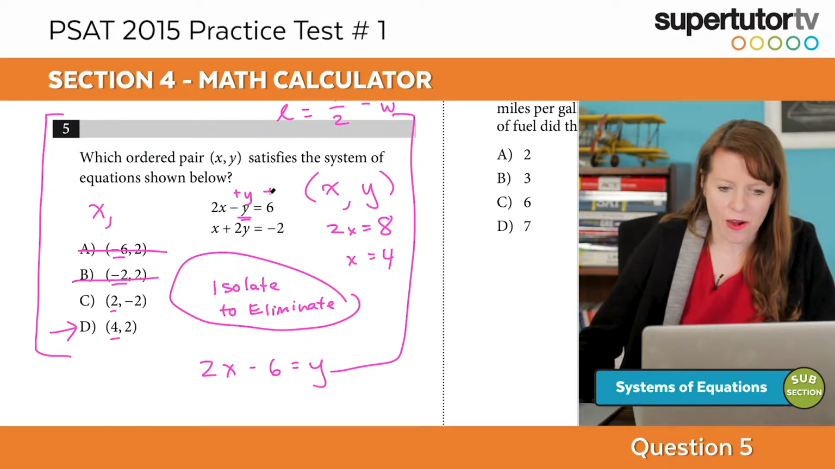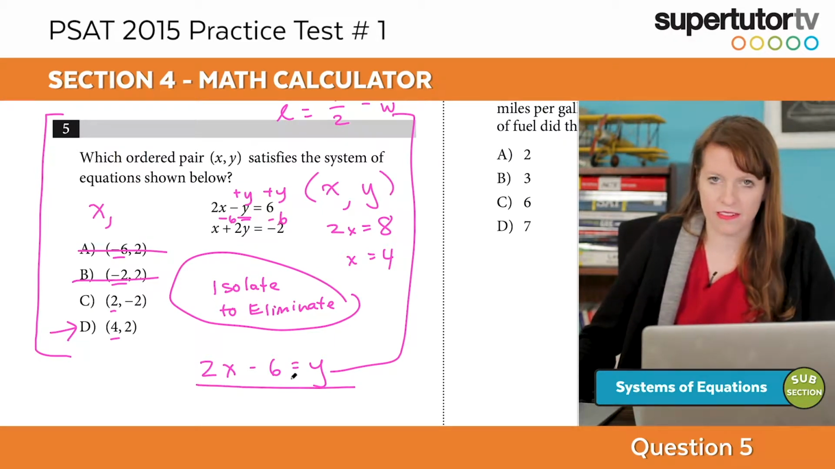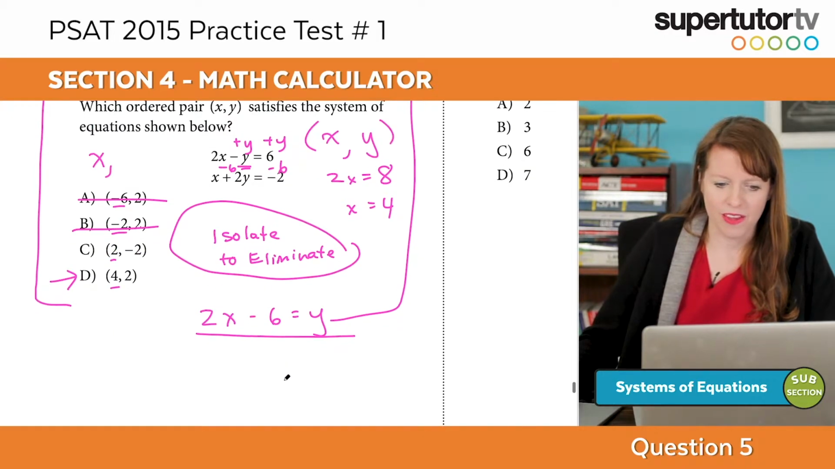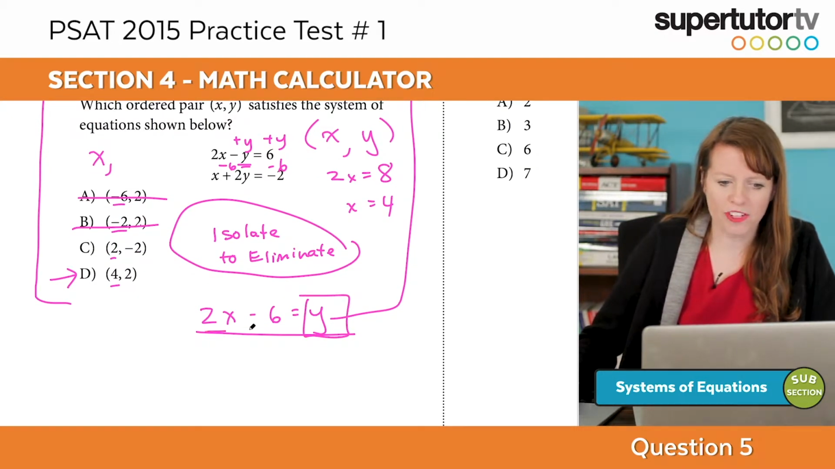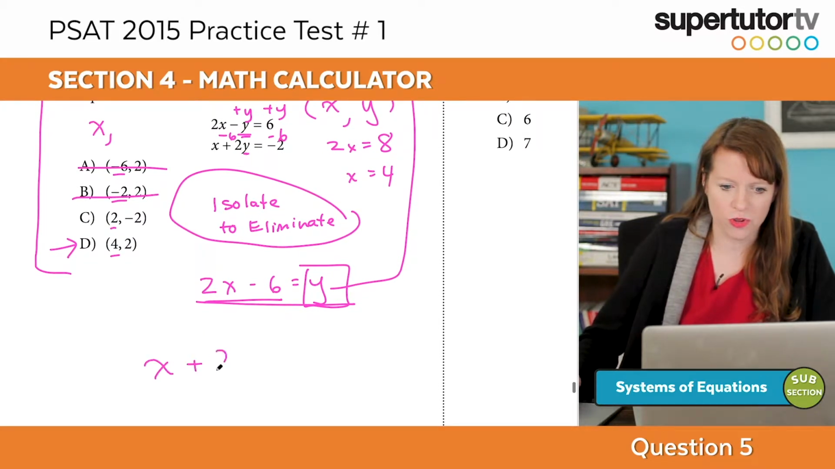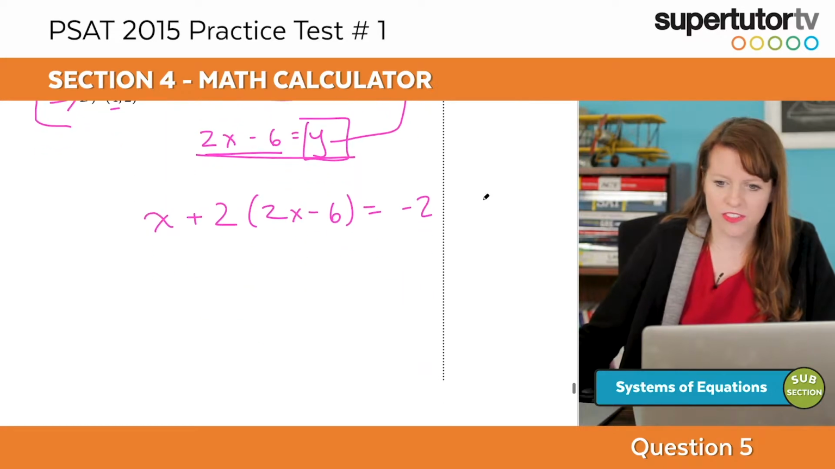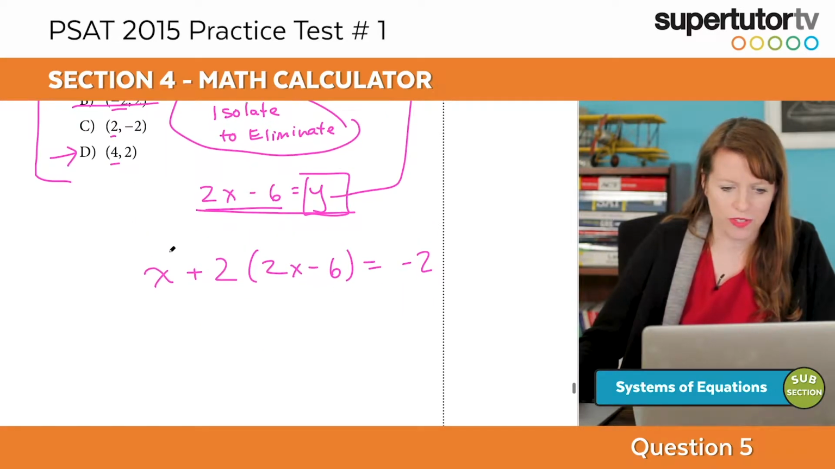So I'm just changing this around. I'm going to add y, right? And then I'm going to subtract 6, okay? Minus 6. That's all I'm doing up here. And then I get this. Everybody with me? I hope so. Now I'm going to substitute in for y, 2x minus 6, right there. So I'm going to do x plus 2 times 2x minus 6 equals negative 2. And then this is just plain old algebra. Really simple, straightforward stuff, okay?